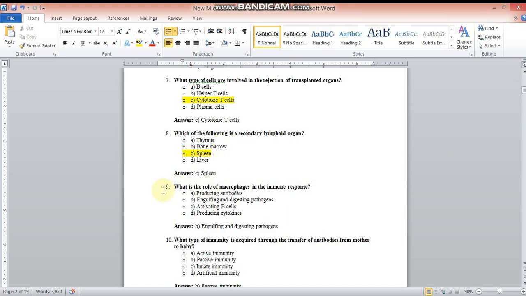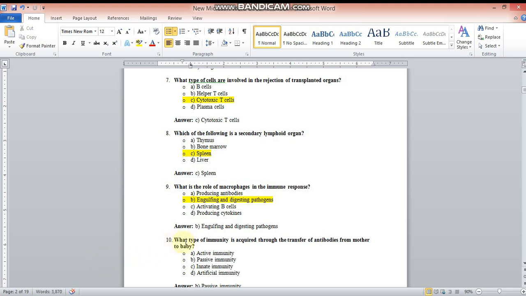The next MCQ is, what is the role of macrophages in the immune response? A. Producing antibodies, B. Engulfing and digesting pathogens, C. Activating B cells, and D. Producing cytokines. So the correct option is B.